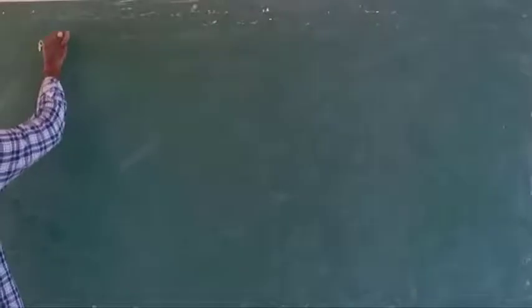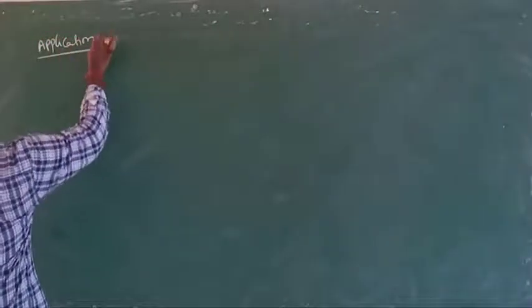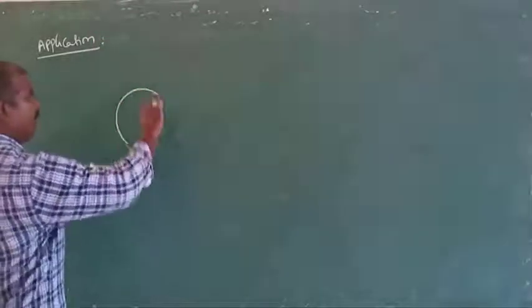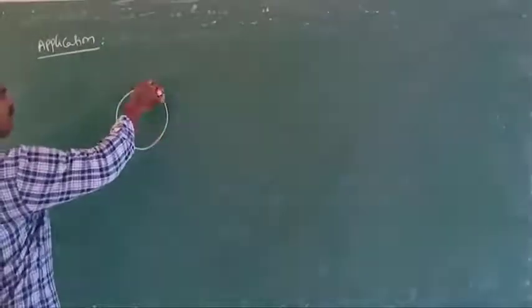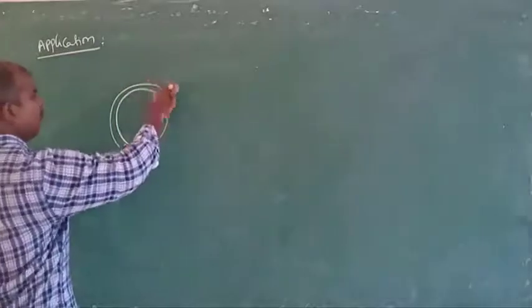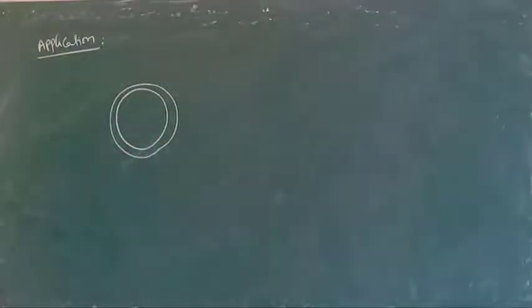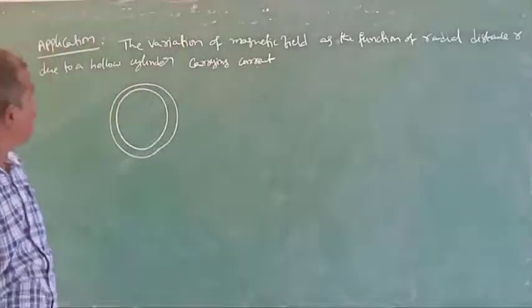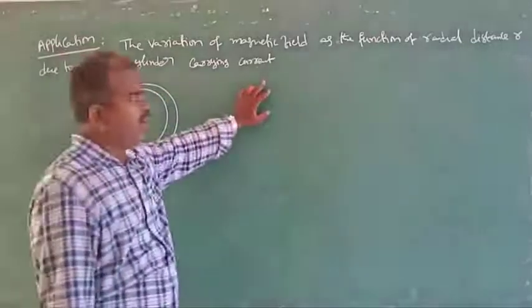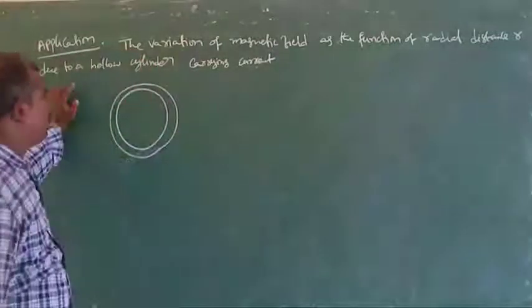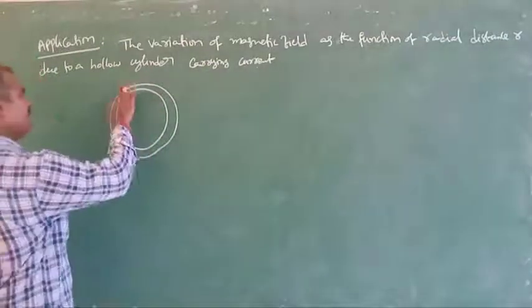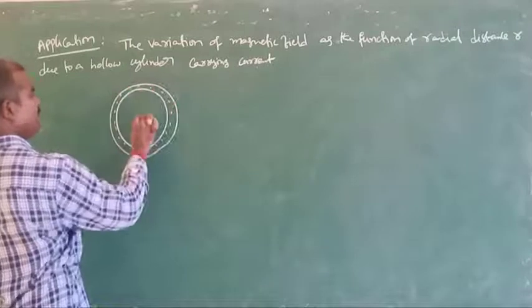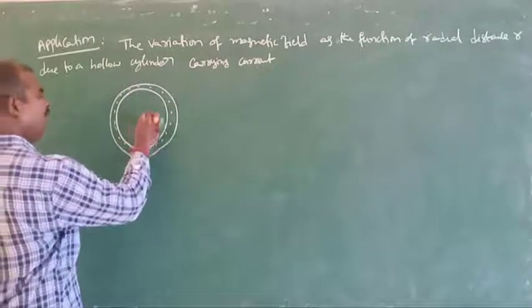Let us see another application: the variation of magnetic field as a function of radial distance r due to a hollow cylinder carrying current. This hollow cylinder is carrying a current. The hollow cylinder has inner radius A and outer radius B.